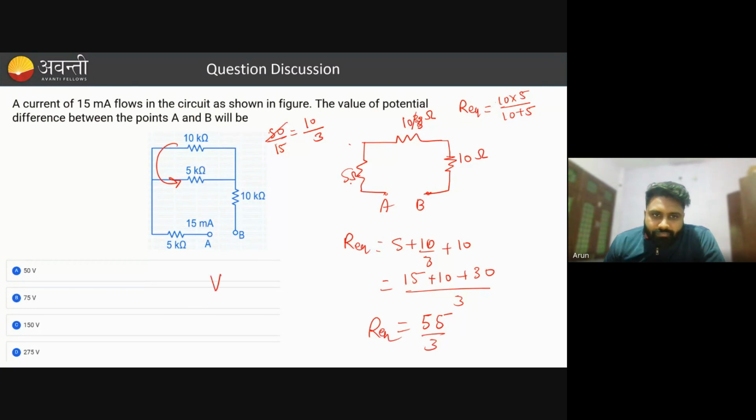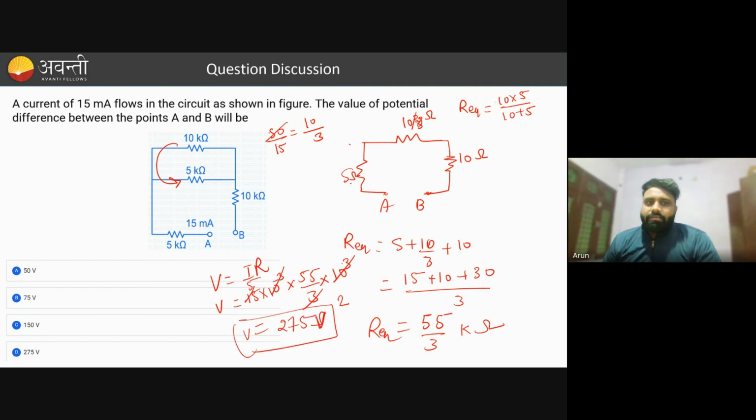Now we can apply VA minus VB, which is the potential across A and B. So V is equal to IR. I is 15 milliampere, so 15 into 10 raised to the power minus 3 ampere. And R is 55 by 3 kilo ohm, so 55 by 3 into 10 raised to the power 3 ohm. This will cancel out. 3 fives are 15, 5 fives are 25, carry over 2, 5 fives are 25 plus 2, 27. 275 volt is the answer. Got it? A very simple question is this.